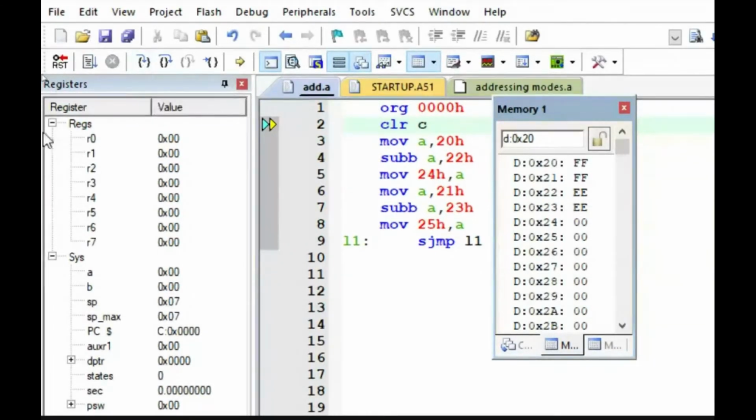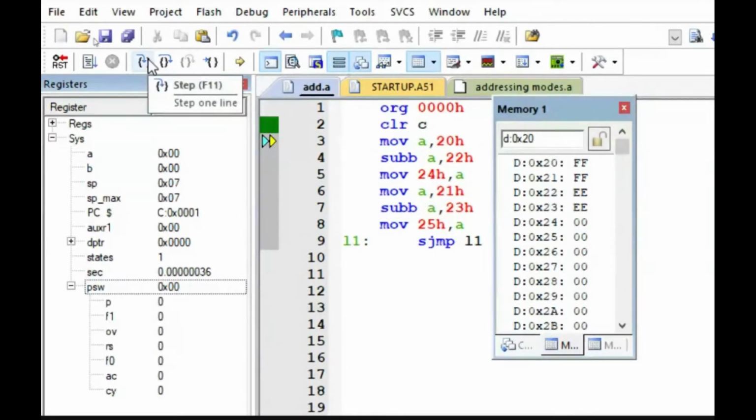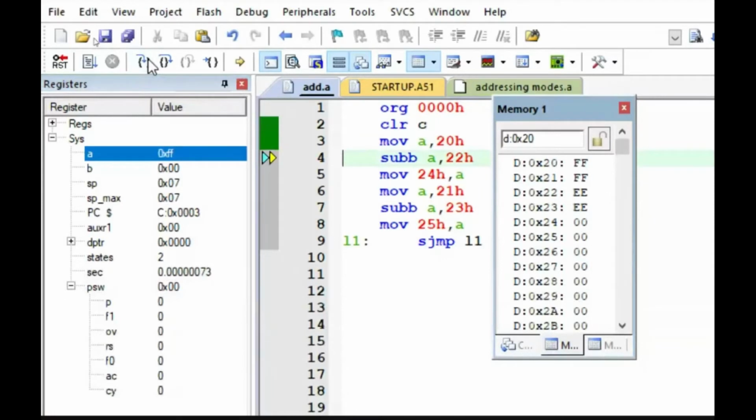Now you can see single step execution. Clearing the carry flag. Yes, the carry flag has become 0. Then the 20th memory location to accumulator, FF. Subtract with borrow 22H, which is EE. FF minus EE, 11 is the answer. Just to come to the 24th location.